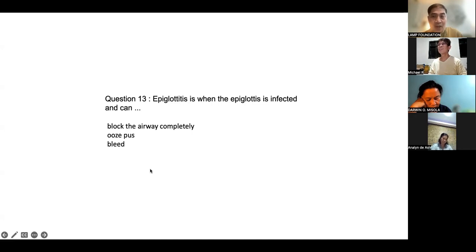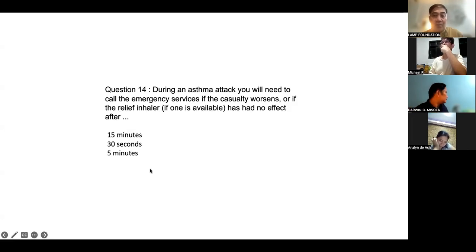Epiglottitis is when the epiglottis is infected and can block the airway completely. Yes, that's correct. Kaya yan ang risk pag may epiglottitis. During an asthma attack, you will need to call the emergency services if the casualty worsens or if the relief inhaler, if one is available, has had no effect after 5 minutes.